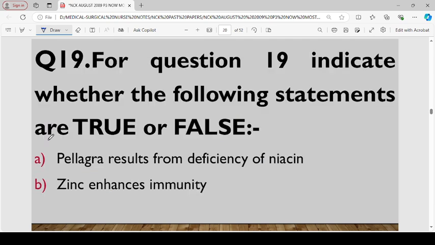For question 19, you indicate whether the statements are true or false. Number A is pellagra results from deficiency of niacin, right? Indeed, that option is correct because niacin is vitamin B3, and its deficiency normally leads to symptoms characterized by the 3Ds, which is dermatitis, diarrhea, and dementia. Zinc enhances immunity, which is still true. So everything here is true, true, true.